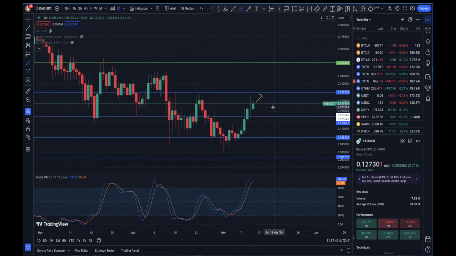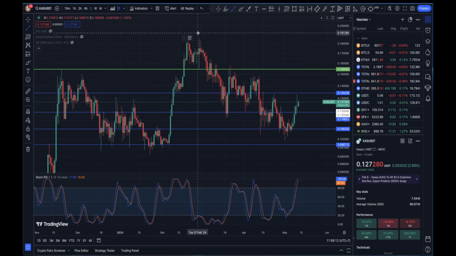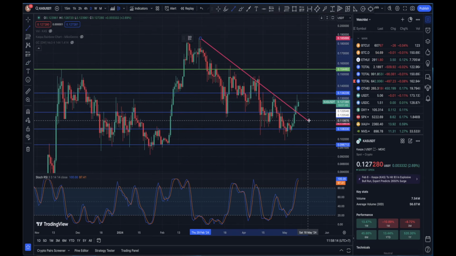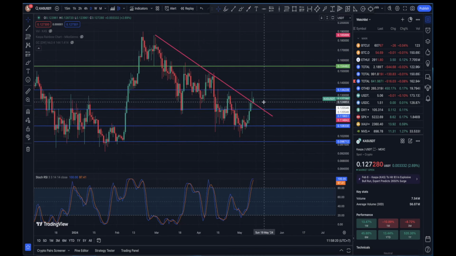And now let's have a look from the standpoint of the rainbow chart. Now we are above that lower band of the rainbow chart, and that is great. Also, let me switch it off. Now we could basically argue that we have broken that bearish trend for Kaspa, and I do believe that this is the beginning for Kaspa to see new highs.